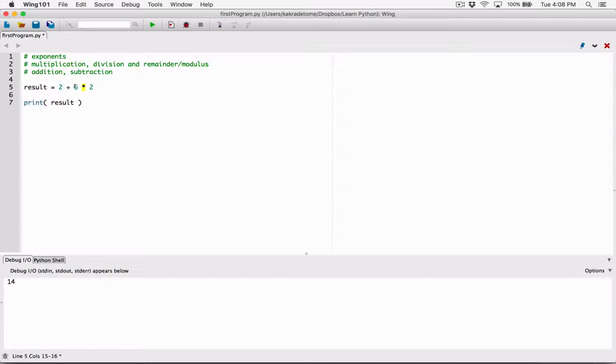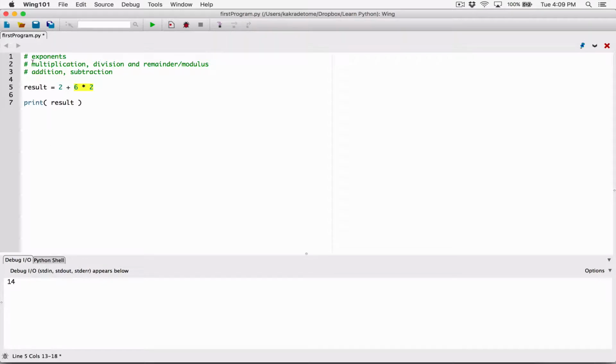It does this first because multiplication, division, and the remainder operator all have higher precedence than addition and subtraction. So we tackle the multiplication, the two operands on its left and right. 6 times 2 gives us 12. And then we can move on to addition or subtraction. In this case, we have addition, so we tackle that. 12 plus 2 gives us 14. That's why we get 14 over here.